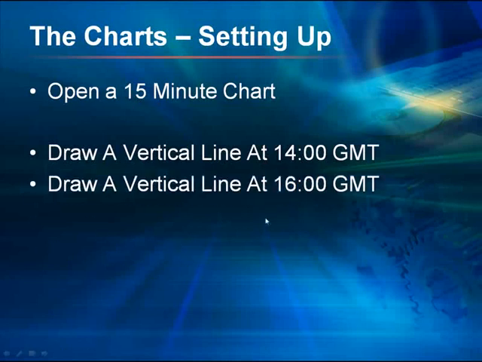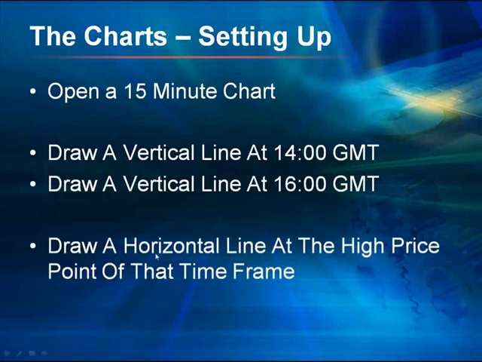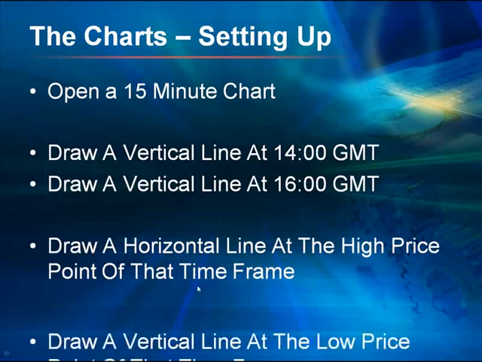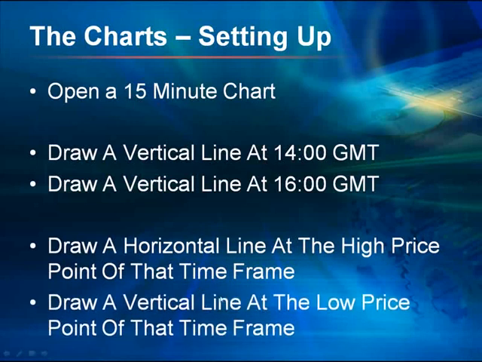We draw another vertical line at the hour 1600, and again, Greenwich Mean Time is the time zone that we're using. And then we draw a horizontal line at the high price point of that time frame, and another horizontal line at the low price point of the time in between. So we're going to draw 4 different lines on the chart. And instead of using indicators, we're just going to draw some lines with this system.